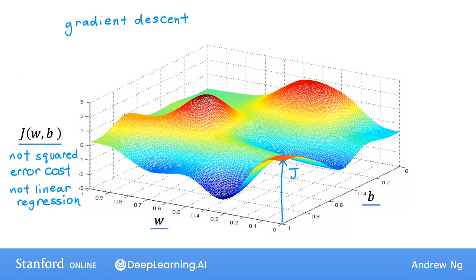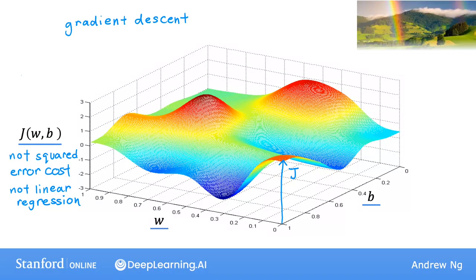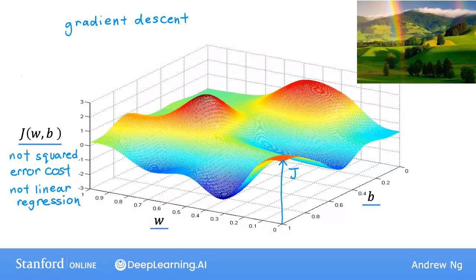Now, let's imagine that this surface plot is actually a view of a slightly hilly outdoor park or a golf course, where the high points are hills and the low points are valleys, like so.